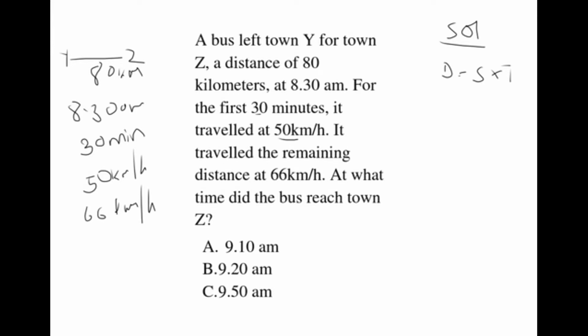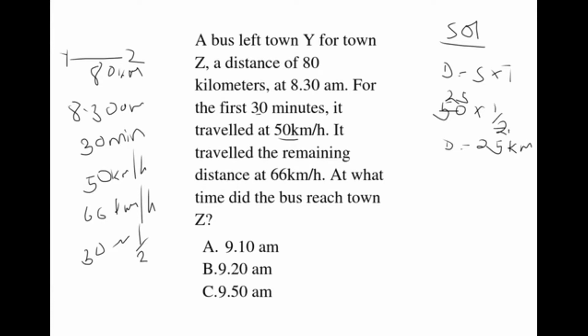30 minutes is half an hour. Therefore, we have our speed 50 multiplied by half an hour. By 2, 1 by 2, 25. So the distance the bus covered is 25 kilometers.